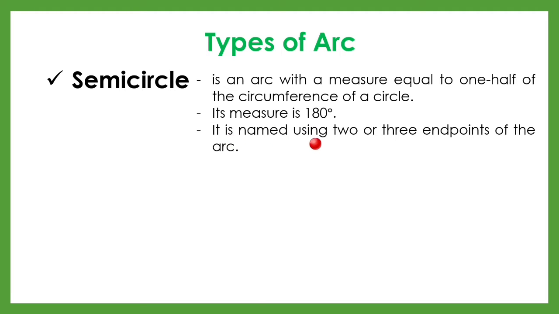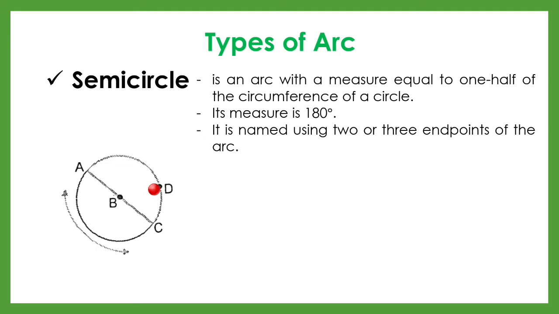It is named using 2 or 3 endpoints of the arc. So, let's have an example. We have circle B. Alin dito ang semicircle? The semicircle are arc AC. So, ito, 2 letters yung pagpangalan natin. And another arc, we have arc ADC. So, arc ADC or arc CDA. Pwede lang yun ang pagpangalan. The measure is 180 degrees.